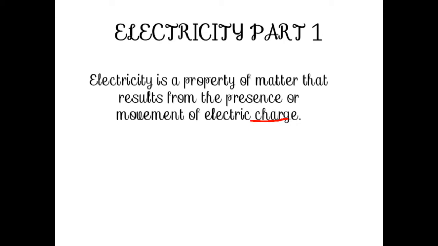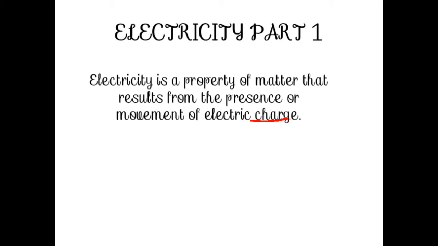So today in physics, we'll be looking at electricity, and this is the first part of electricity. So we are going to define what electricity is. The definition says, electricity is a property of matter that results from the presence or movement of electrical charge. Now, there are two types of electricity. We have static electricity and current electricity.